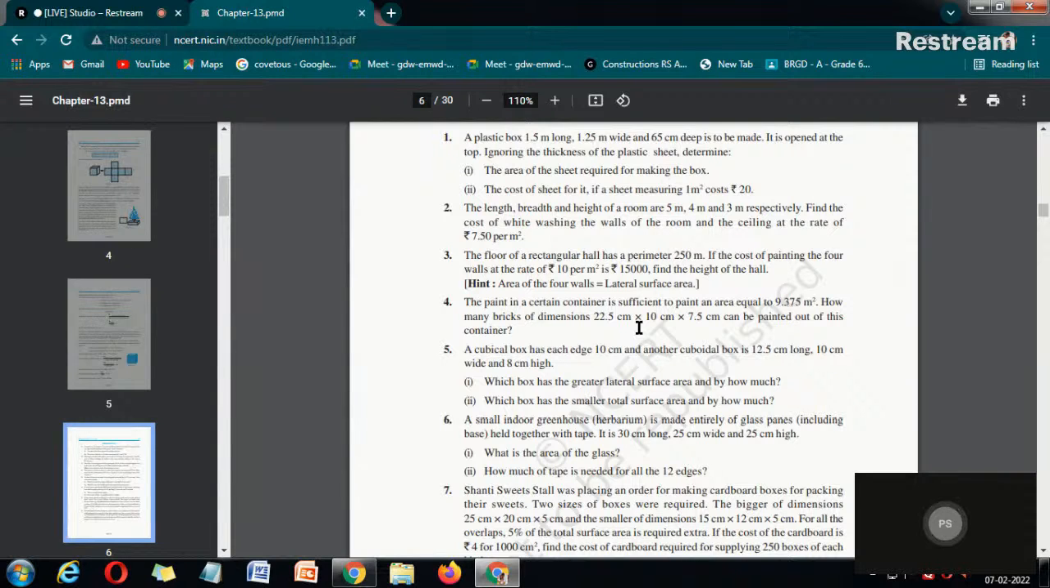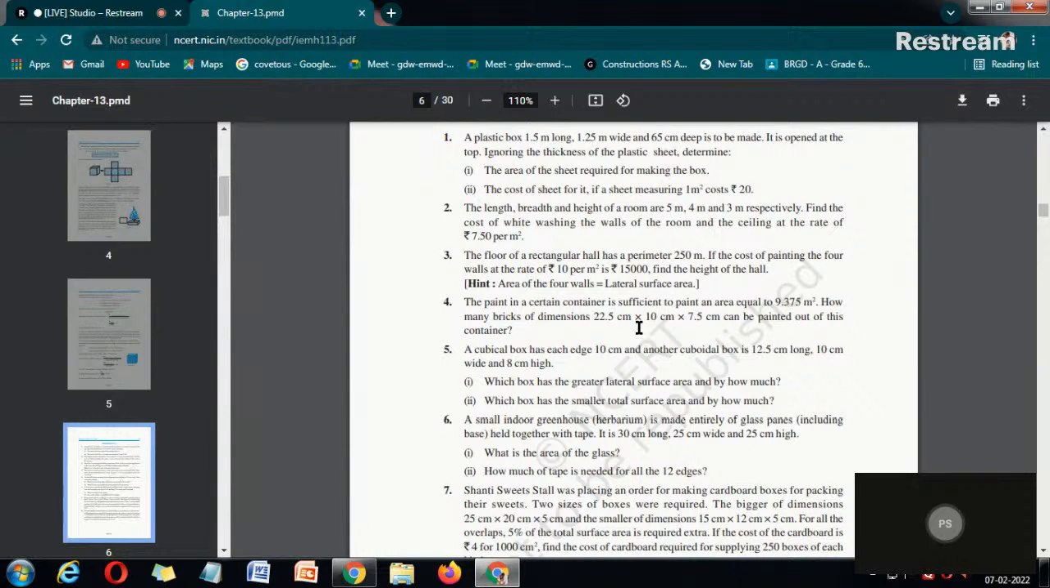6 into 10 square, 600. Total surface area of cuboid, 2 into lb plus bh plus hl. You get the answer as 2 into l here is 12.5 into 10 plus 10 into 8 plus 8 into 12.5. Then the answer will be 610 centimeter square.